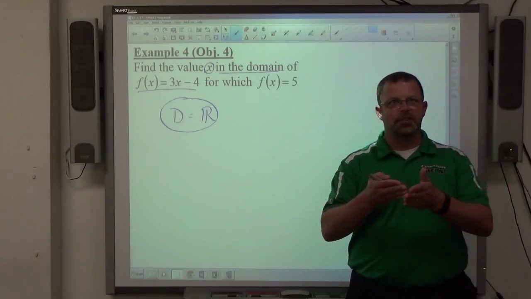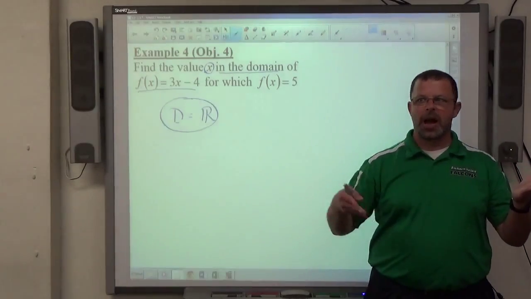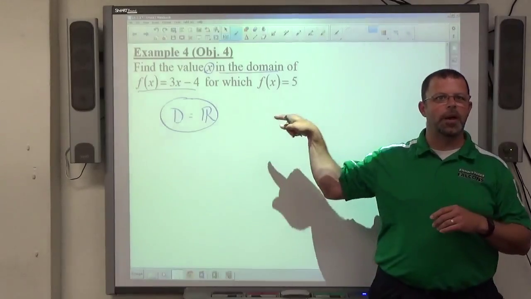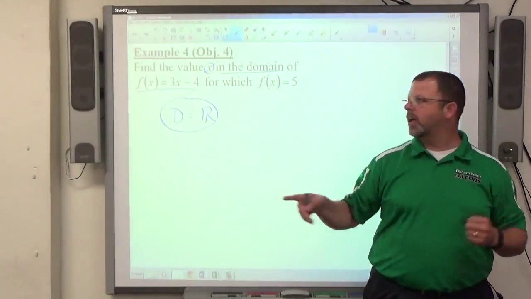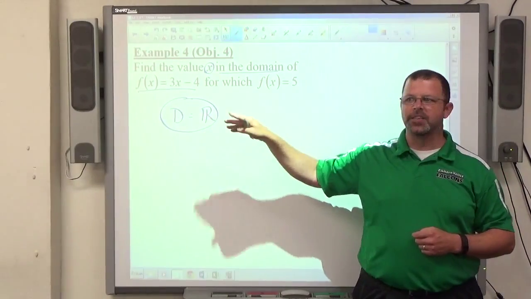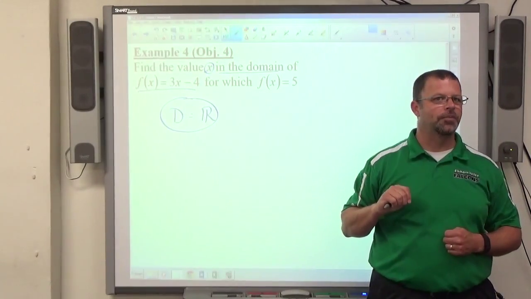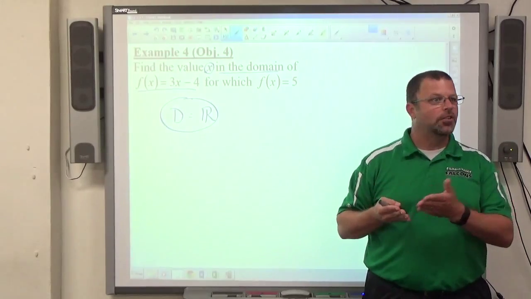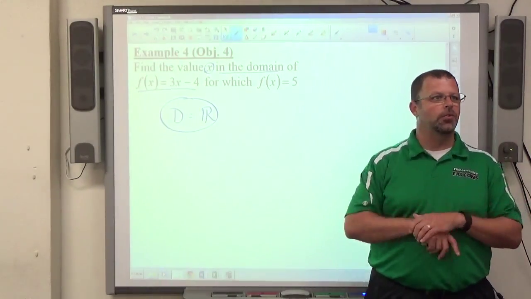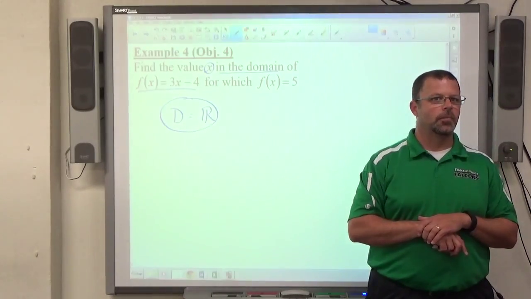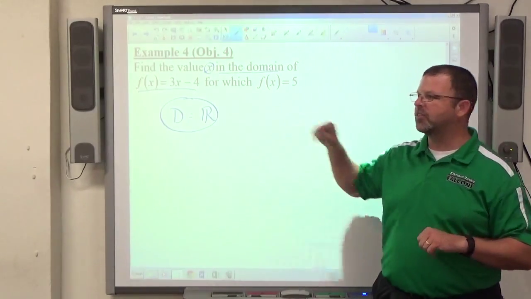If the domain was x is greater than 6 and I got x equals 2, I'd have to throw it out. That's the only thing the domain does. It's saying that here's your list of all the answers you could possibly get. This is saying any number in the world that exists can be a possible answer to this. If the domain's x is greater than or equal to 2, any number greater than or equal to 2 is allowed. Anything less than 2 doesn't count. You have to throw it out. That's all the domain purpose is. So in this case, all real numbers.